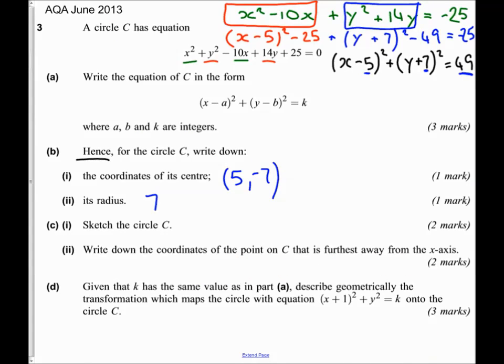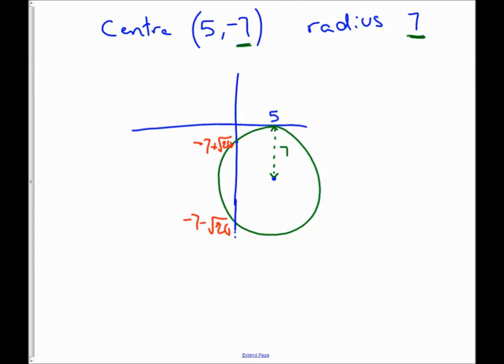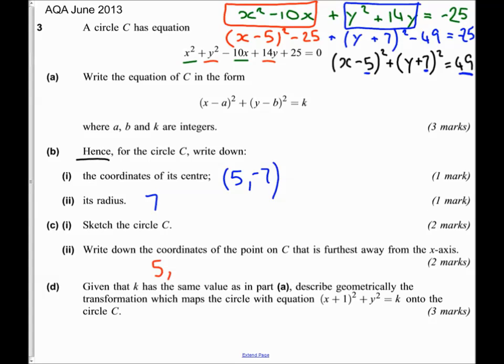When we come to C part II, write down the coordinates of the point C that is furthest away from the x-axis. So here's my x-axis. The question is, where's the furthest away? Well, that's going to be this point down here. So I can say that that is going to be at (5, −14), because I go down 7 to get to my centre, and then I go down another 7, which takes me to −14. So write down means that we don't have to show any working out. They're expecting us to just be able to get the answer.